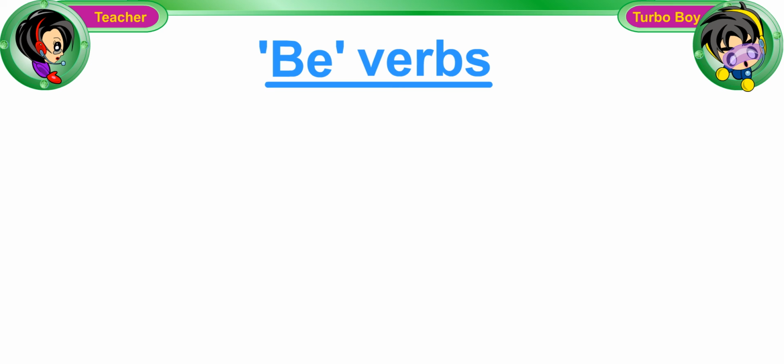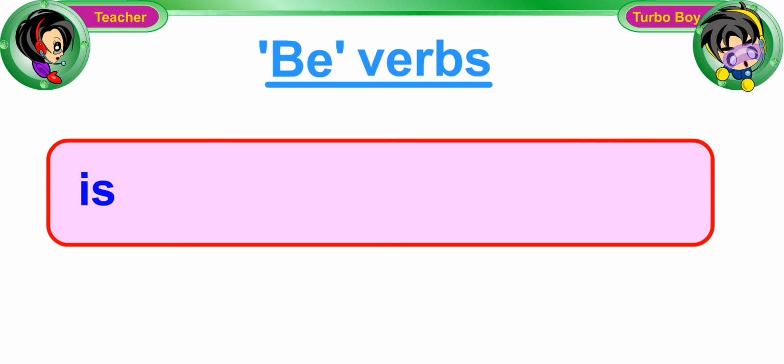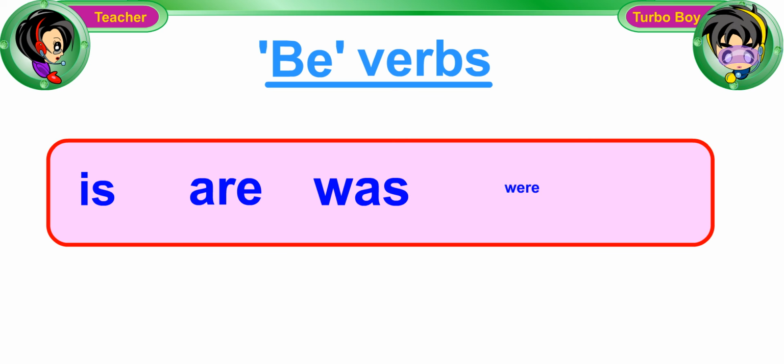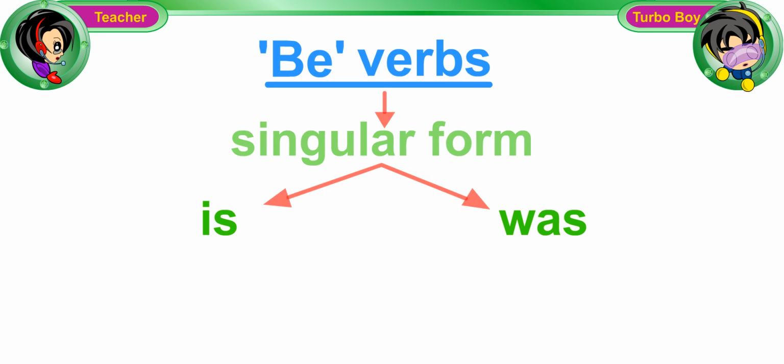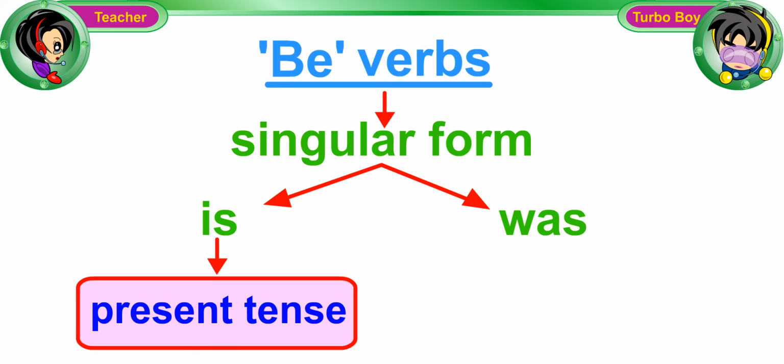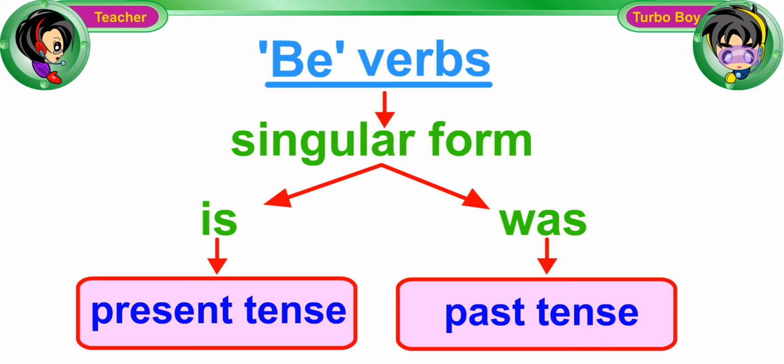There are 5 be verbs. They are is, are, was, were, and am. Is and was are be verbs in the singular form. We use is when we refer to things in the present tense, and we use was when we refer to things in the past tense.